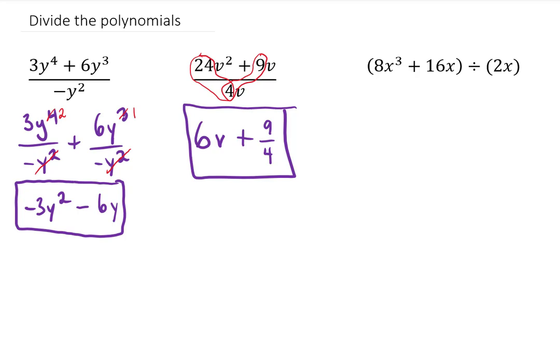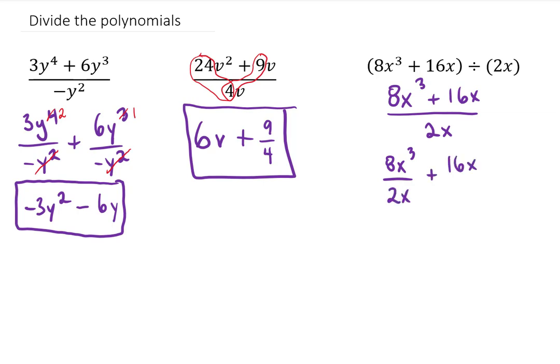Assuming you paused the video and tried it out on your own, let's now do it together. In my first step here, you notice I wrote this as the long way division, or the horizontal division. So first step, to make it consistent with the other problems, I'm going to go 8x cubed plus 16x, all over 2x. For my example here, I'll do it explicitly, just so you get another chance to see it: 8x cubed over 2x plus 16x over 2x.